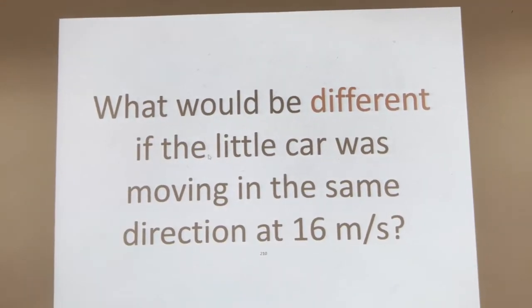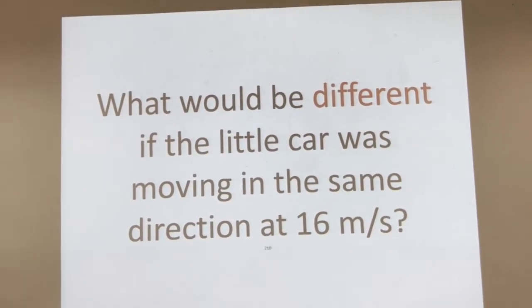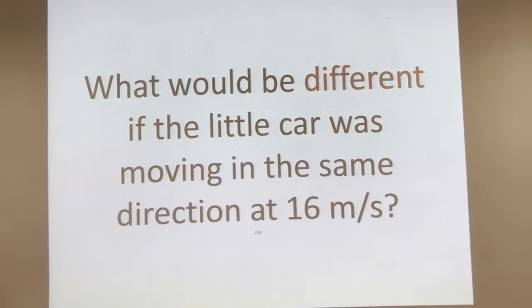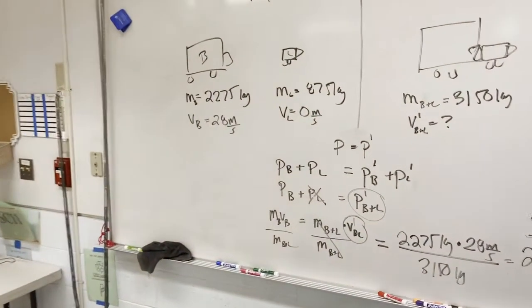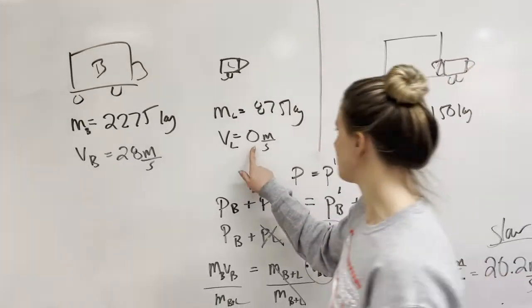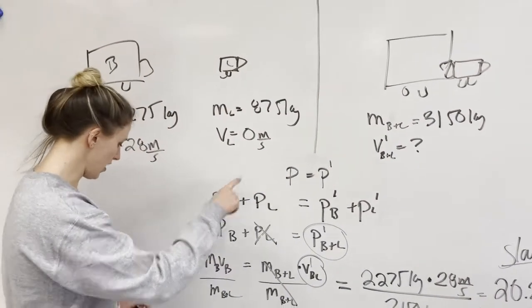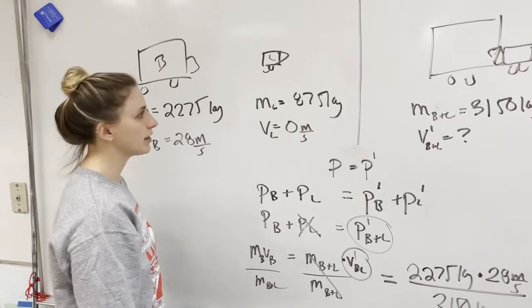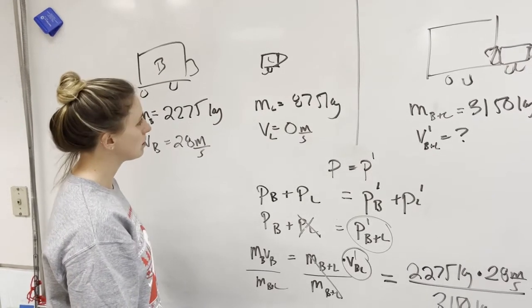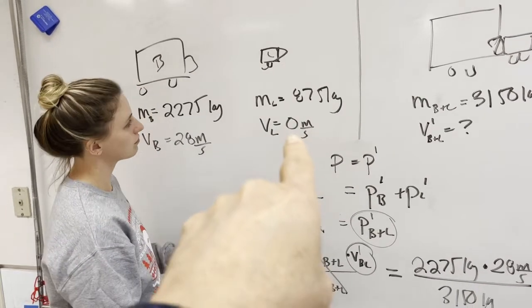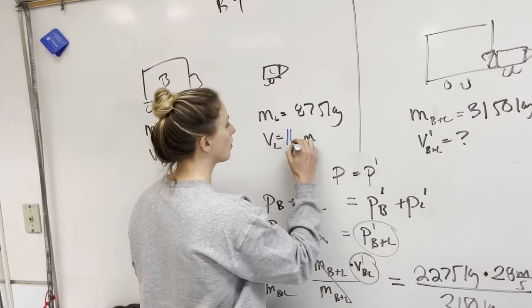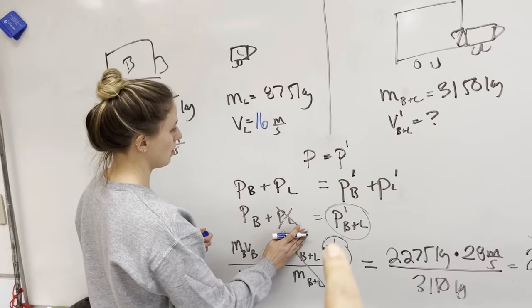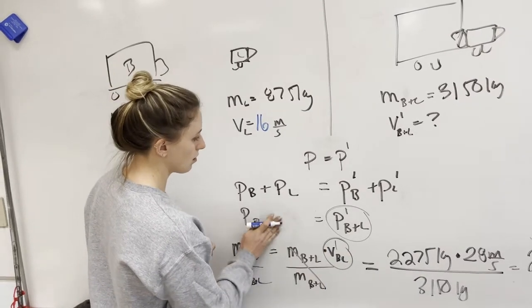Okay. What would be different if the little car was moving in the same direction at 16 meters per second? What would we have to change over here? So that means that this would be 16, right? Yep. Okay. So should we just erase and backtrack here? Well, I wouldn't erase anything other than the velocity. I'd change the velocity right there into 16. Which means that now it has momentum.